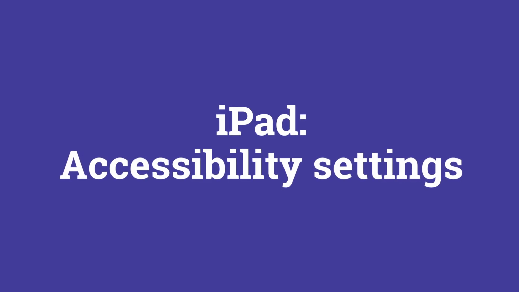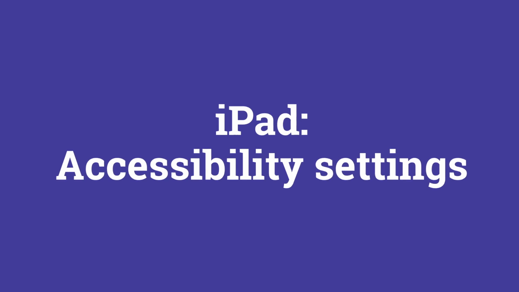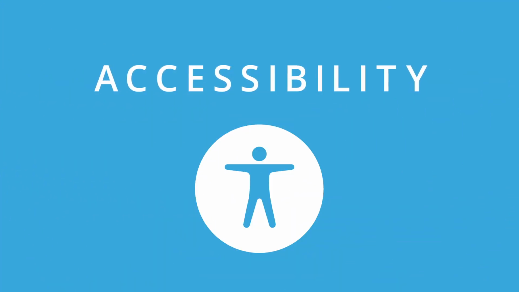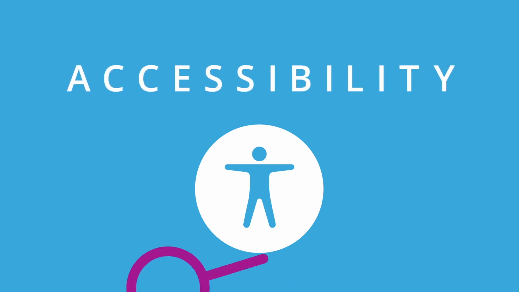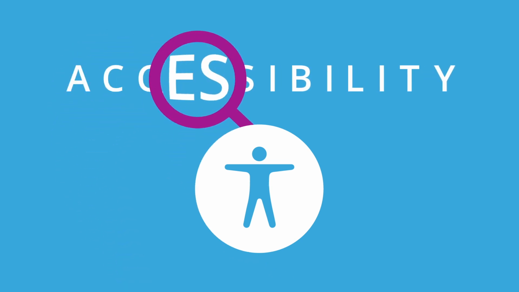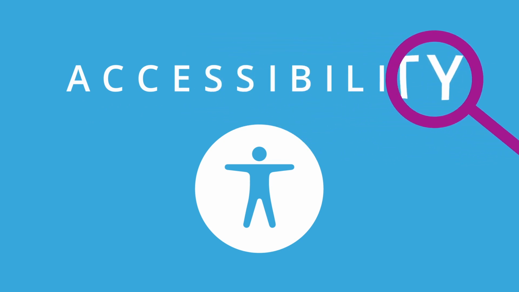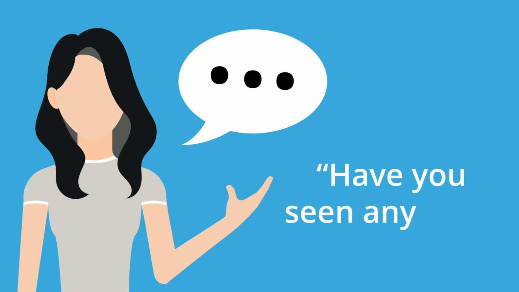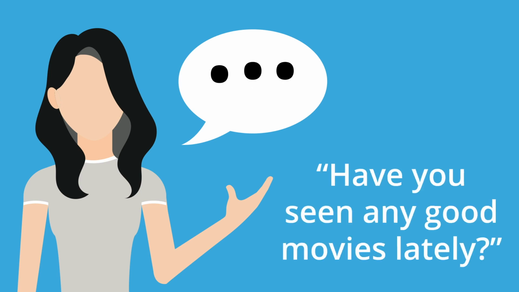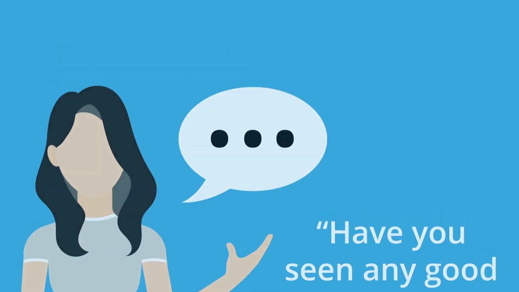Welcome to the iPad Accessibility Settings course. You'll learn about some of the accessibility features on your iPad, including how to make text easier to read, and how the iPad can convert what you say into text. If your iPad has a physical home button, some of the steps might be slightly different, but you can still follow along.